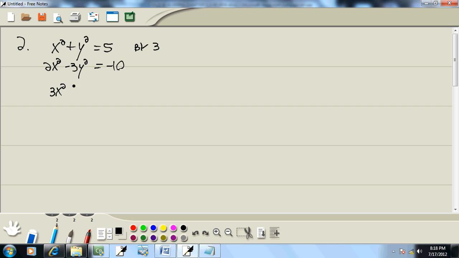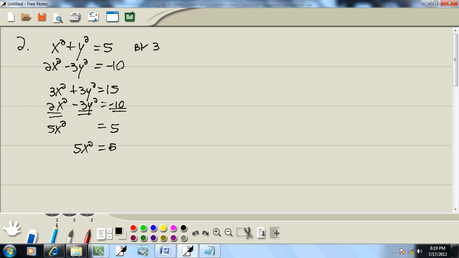So that gives us 3x squared plus 3y squared equals 15. And 2x squared minus 3y squared is equal to negative 10. So second equation doesn't change. And now the y's are additive inverses of each other. So I'm going to go ahead and add together the equations. 3x squared plus 2x squared gives me 5x squared. 3y squared minus 3y squared drops away. 15 minus 10 gives me 5.